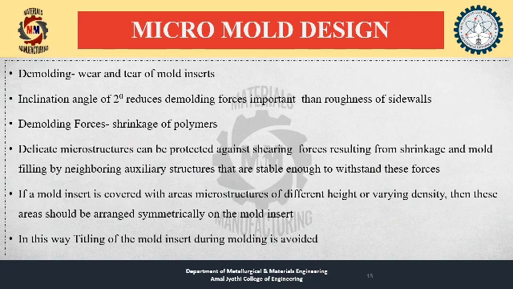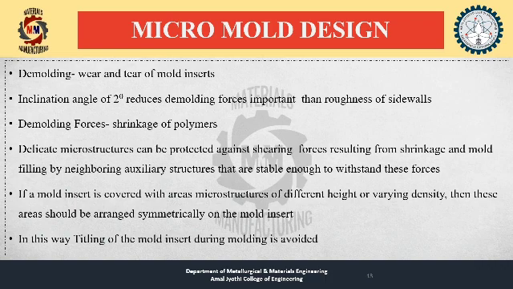Now we will have a detailed study of the micromold design. Demolding includes wear and tear of mold inserts. The next is the inclination angle. An inclination angle of 2 degrees reduces the demolding forces and also reduces the roughness of the side walls. Then these demolding forces include shrinkage of polymers. Delicate microstructures are protected against shearing forces, which result from the shrinkage and mold filling, by auxiliary structures that are stable or have the ability to withstand these forces.